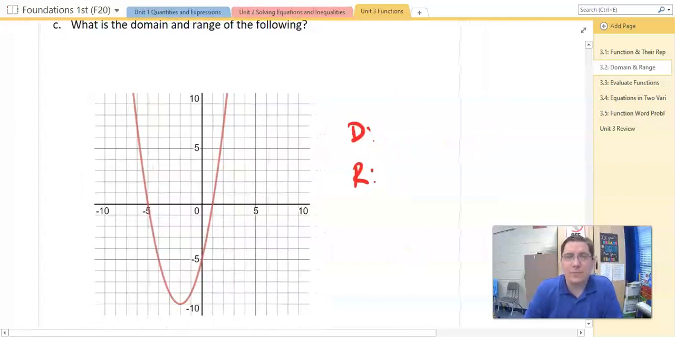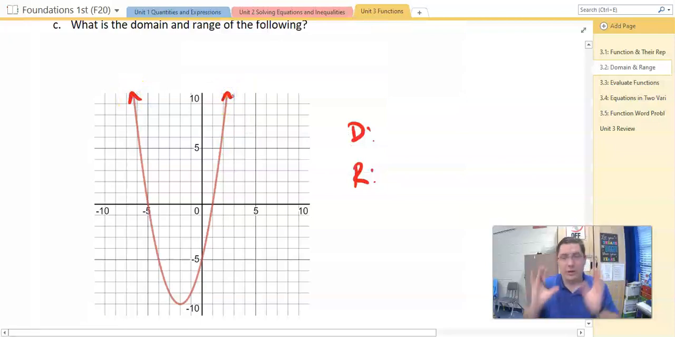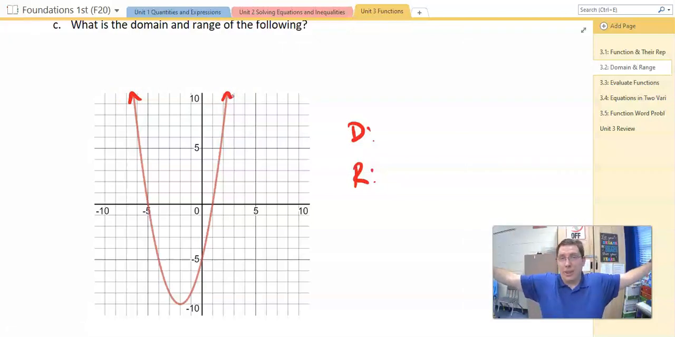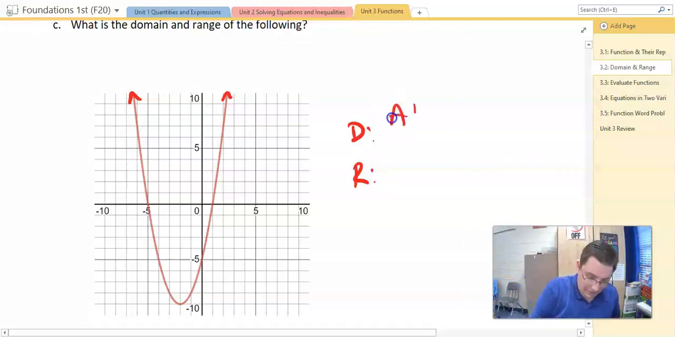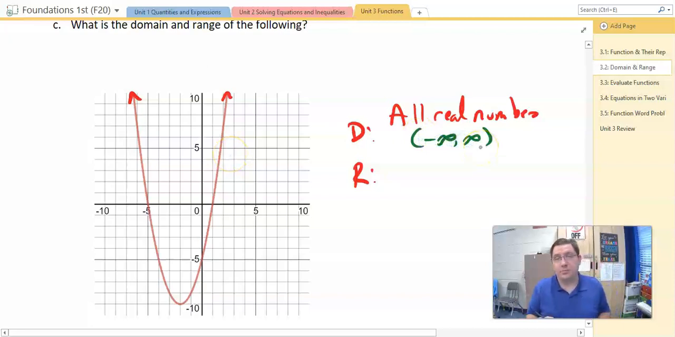And we want to talk about how far it goes from left to right, how far it goes from top to bottom. And so how far is this going to go left to right? Well, these will continue forever going up. But as they're going up, they're also going where? Out. And so what is the domain of this? The domain is all real numbers. Or in that interval notation, what's it going to be? We had this in problem A, negative infinity to positive infinity.